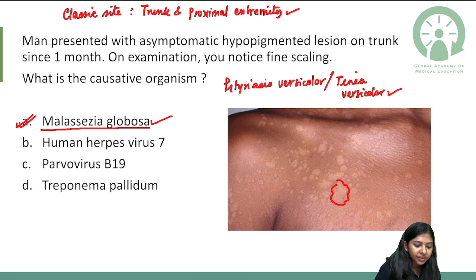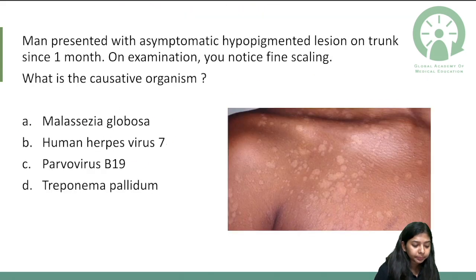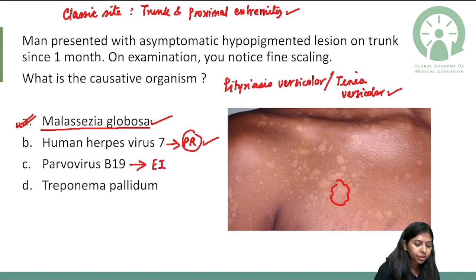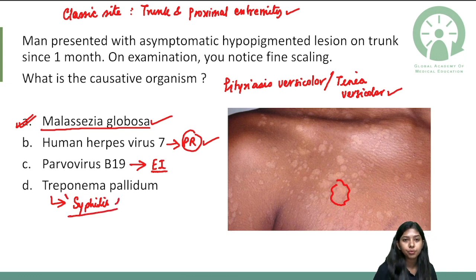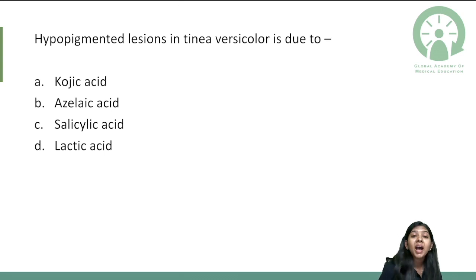We have discussed HHV7. HHV7 is related to pityriasis rosea, not pityriasis versicolor. Parvovirus B19 is going to cause erythema infectiosum. Treponema pallidum is the causative organism for syphilis, right? We will look at STDs. We have a review slide on STDs also, right? Why are these hypopigmented lesions happening in tinea versicolor? It is because of production of azelaic acid, right? So the answer is azelaic acid.